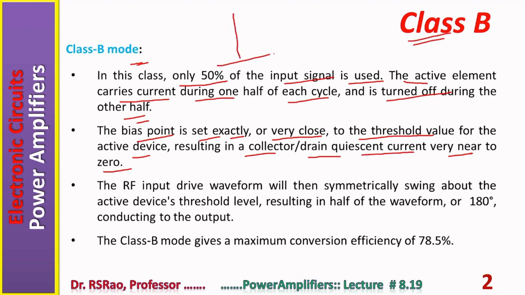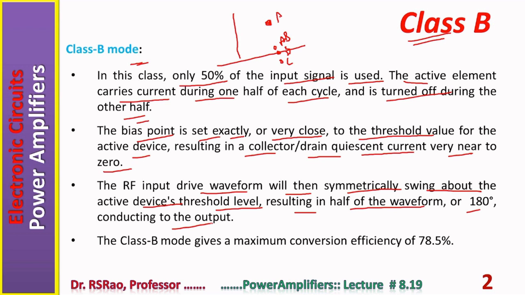It is already mentioned for class A operation, operating point is somewhere here. Class B, it is here. Class AB operation, operating point is here. For class C, it is here. So A, B, AB. The RF input drive waveform will then symmetrically swing about the active device's threshold level, resulting in half of the waveform or 180 degrees conducting to the output.